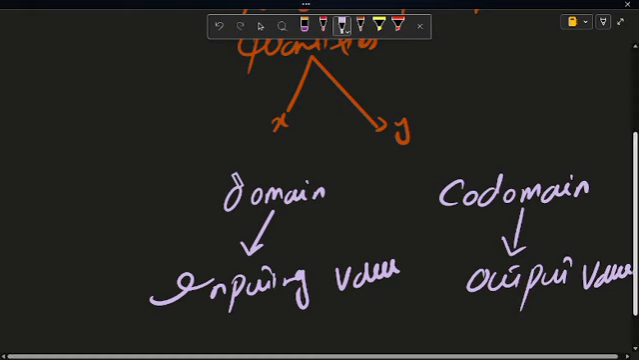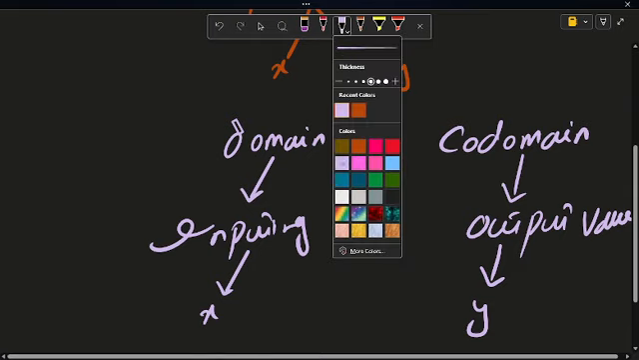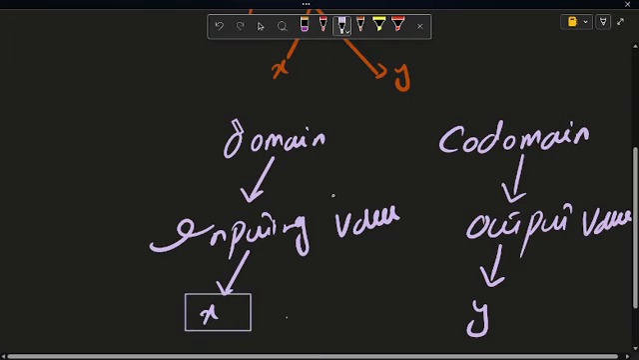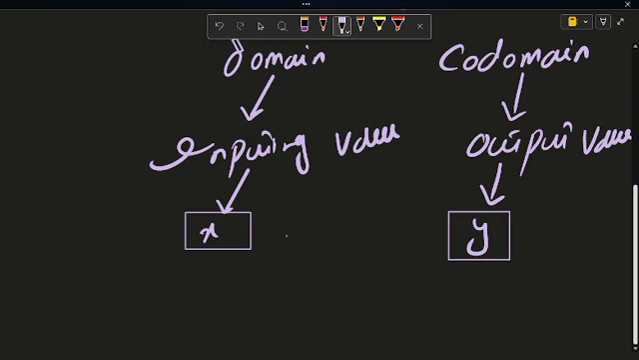Most of the students think that the input value, meaning domain, is always x, just like these are x values, and the outputting value, that is the codomain, is always y. But this is not correct. It's not necessary that you always have x as input value and y as output value. No. Now the question arises, why? This is because when you swap the function in terms of inverse functions, there are different types of function, of which we will discuss just a one-to-one function without inverse.